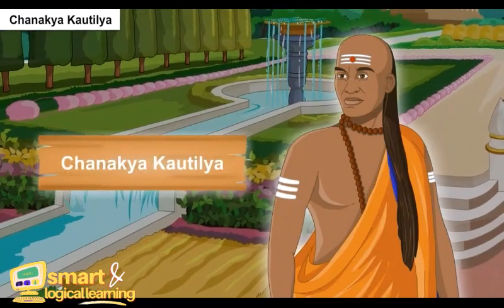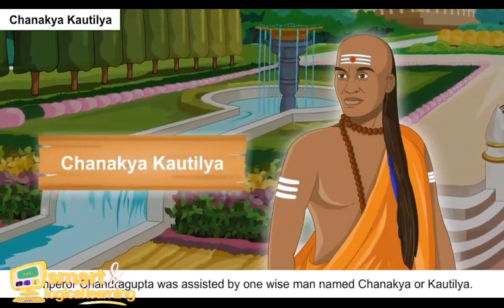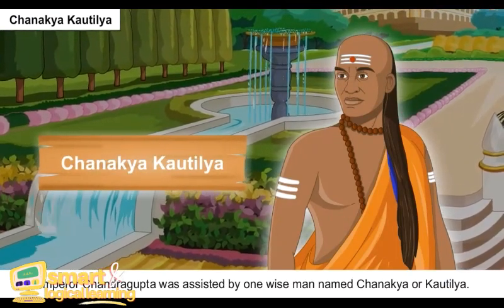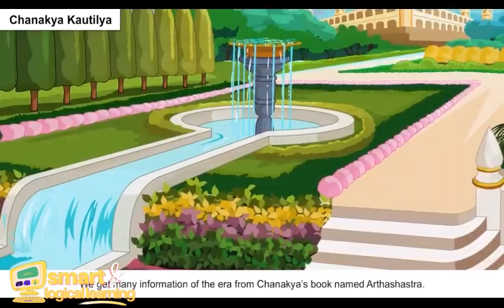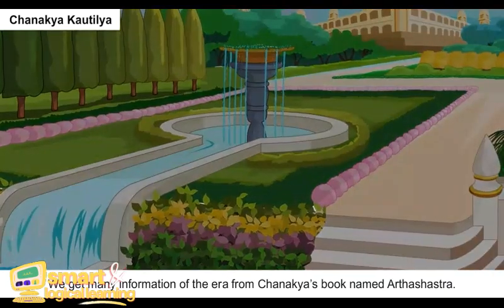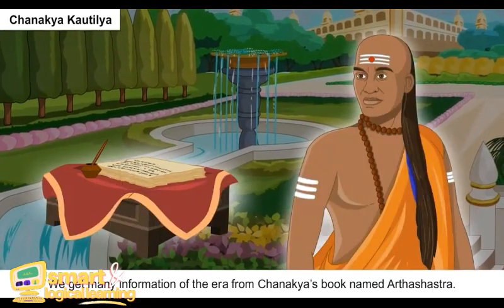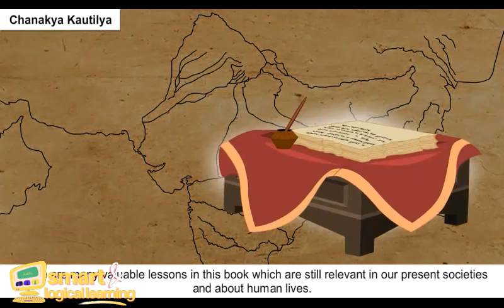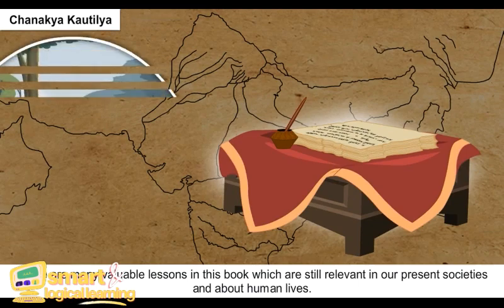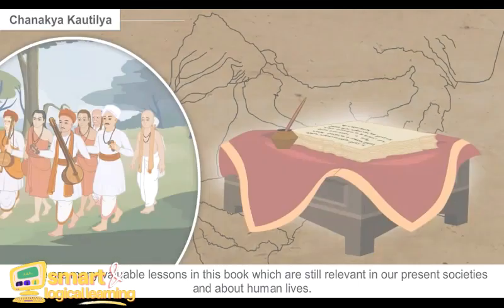Chanakya Kautilya. Emperor Chandragupta was assisted by one wise man named Chanakya or Kautilya. We get much information of the era from Chanakya's book named Arthashastra. There are many valuable lessons in this book which are still relevant in our present societies and about human lives.